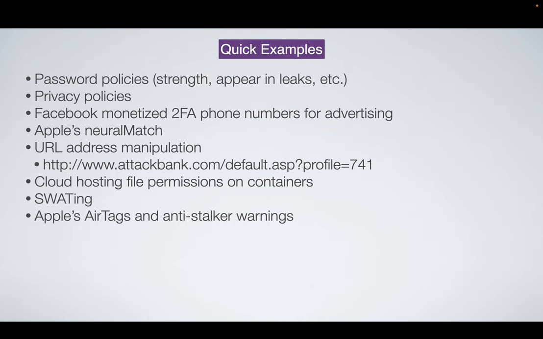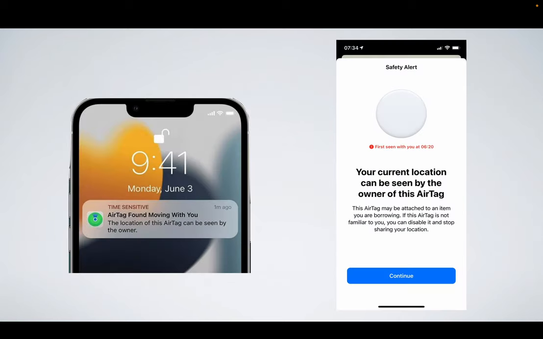And if I see somebody else's AirTag, and it's everywhere your phone goes, this other AirTag goes, then I'm going to tell you, oh, by the way, there's this AirTag that's following you around, basically. So I think I have a picture of what the warning looks like. It says, AirTag found moving with you. The location of this AirTag can be seen by the owner. Your current location can be seen by the owner of this AirTag. It was first seen with you at 6:20 a.m.